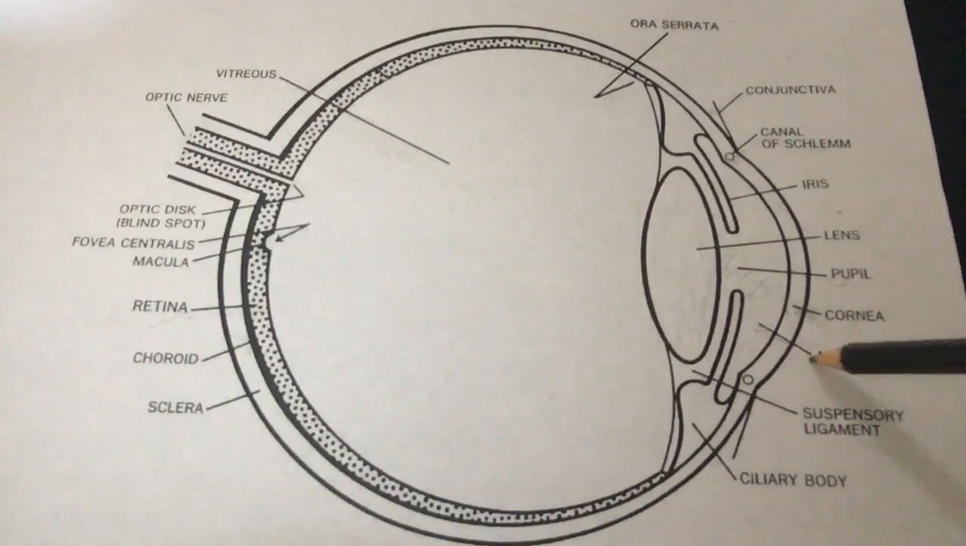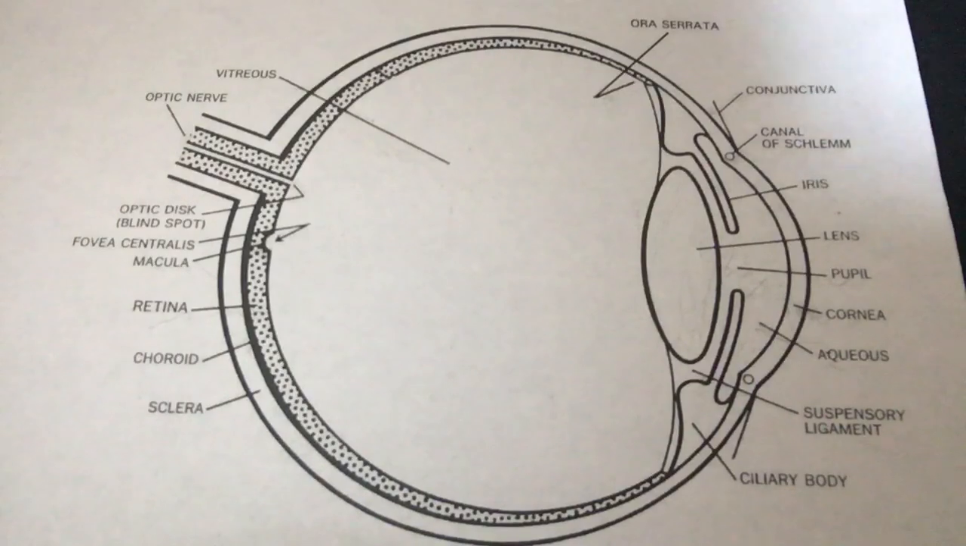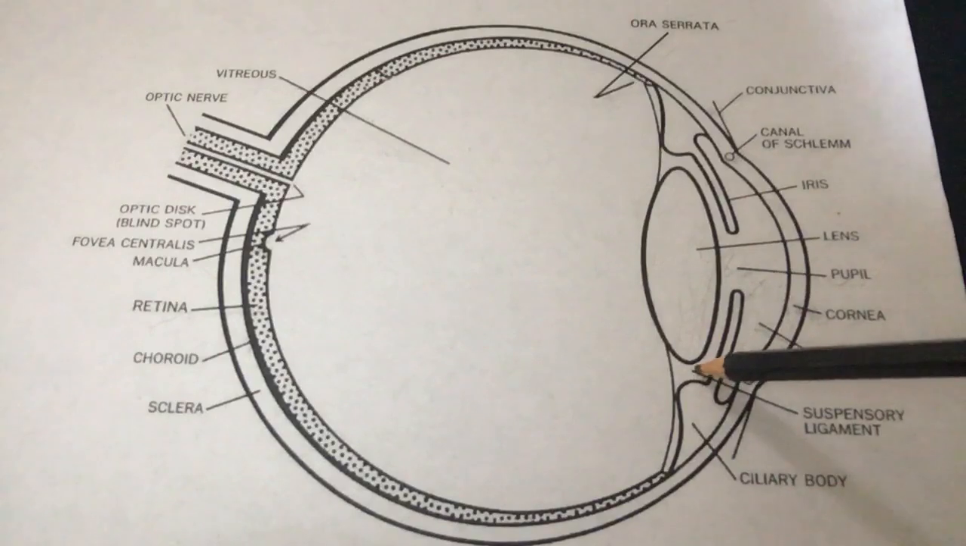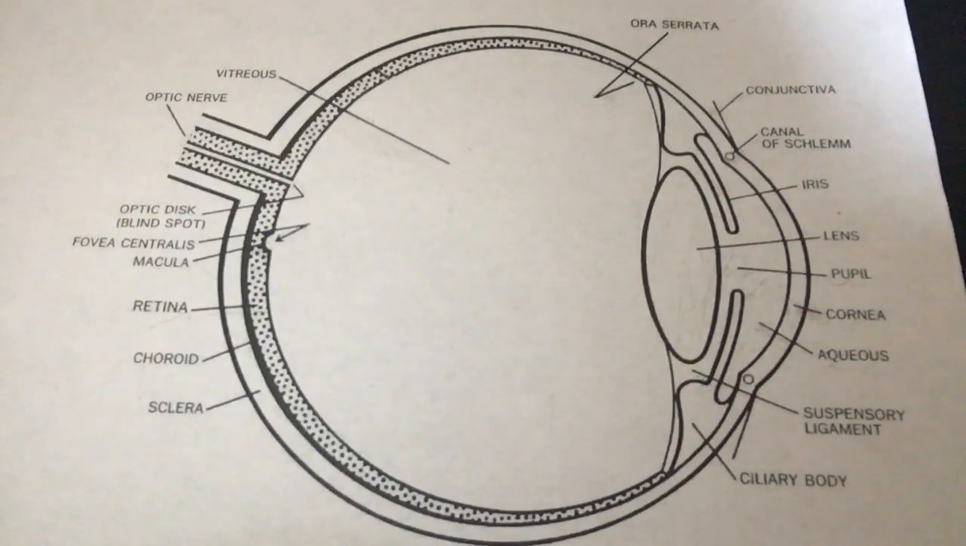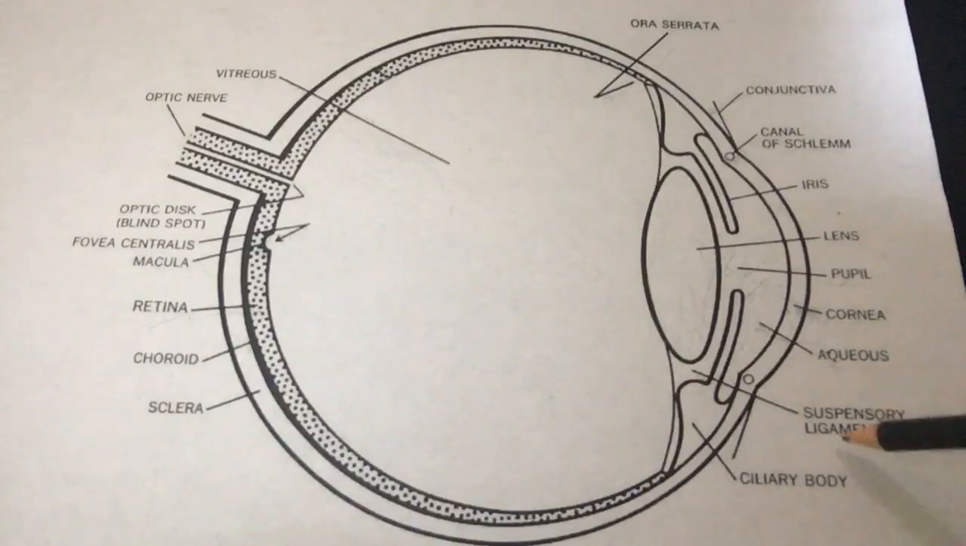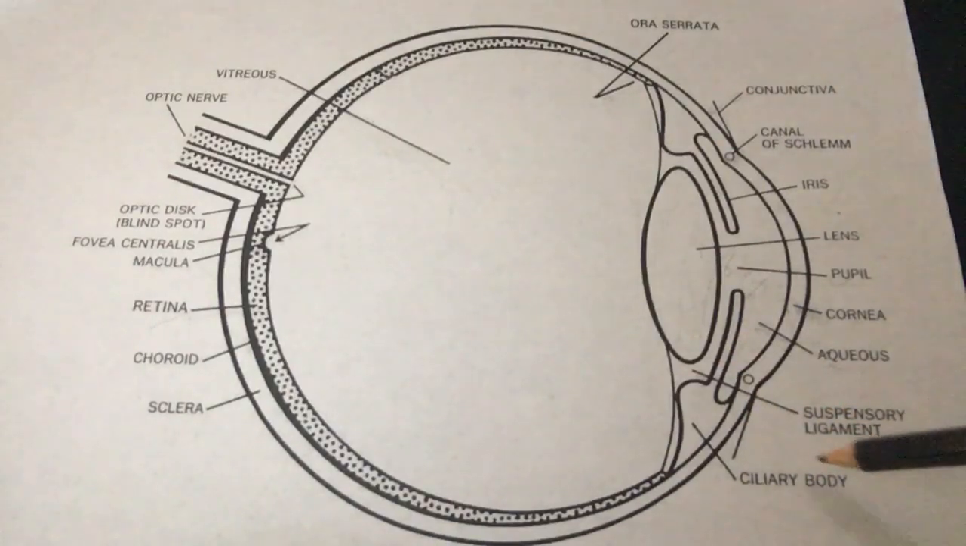Next, we have the aqueous humor. This is the watery fluid that fills the anterior chamber of the eye, and it provides some of the nutrition for the surrounding parts. We have suspensory ligaments here, and these are long, thin fibers. They connect the crystalline lens to the ring of ciliary muscles. The ciliary muscles, down here we have the ciliary body, control focus. They focus the eyes by causing the lens to change shape.